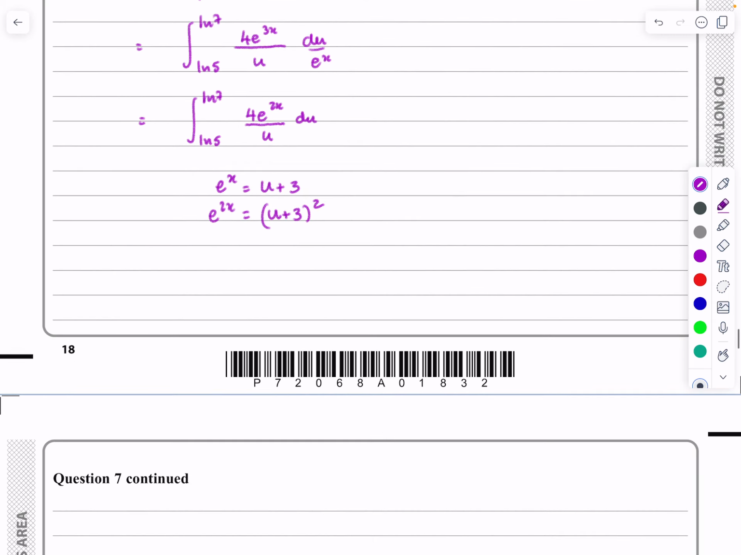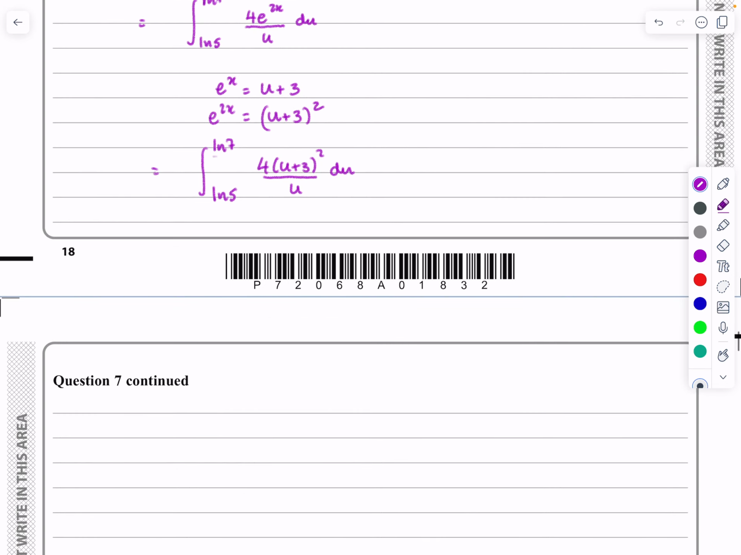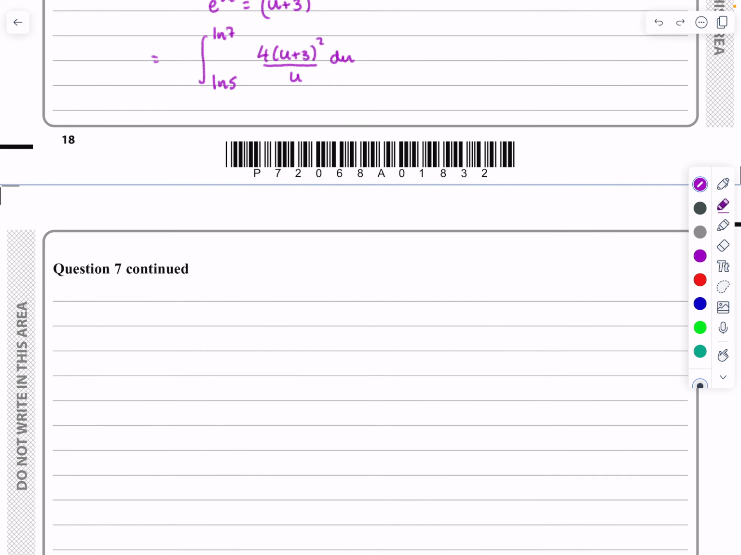My limits, I'll need to look at those next. So technically I should write between x equals log 7 and x equals log 5. I'm not going to do that here, just in terms of time. I've got 4 times u plus 3 squared all over u du. What was I talking about 2 seconds ago? It's these things here now that need to change. They're my x limits, and I want u limits.